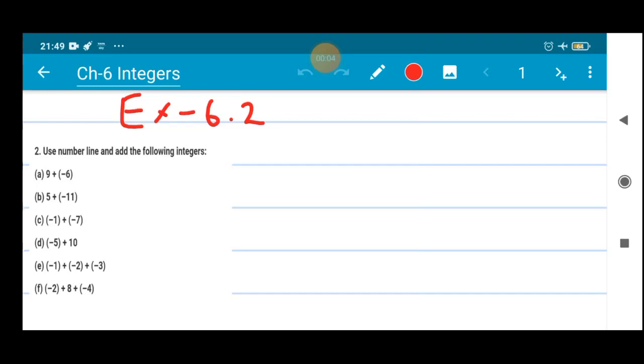In today's class we will be doing question number 2 from exercise 6.2. The question is: use a number line and add the following integers. So here in this question, we have to use the number line and add the following. The first question we have is 9 plus, inside the bracket, minus 6.